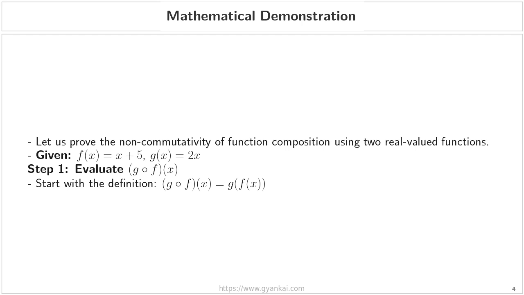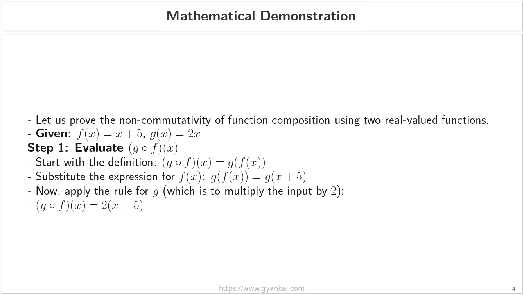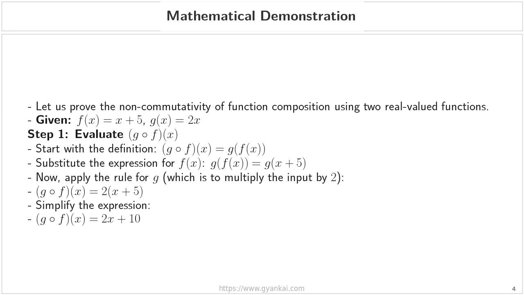We start with the definition, which tells us that g circle f of x is equal to g of f of x. Next, we substitute the expression for f of x into the equation, which gives us g of x plus 5. Now, we apply the rule for function g, since the rule for g is to multiply the input by 2. We write this as 2 times the quantity x plus 5. Finally, by distributing the 2, we simplify the expression to 2x plus 10.